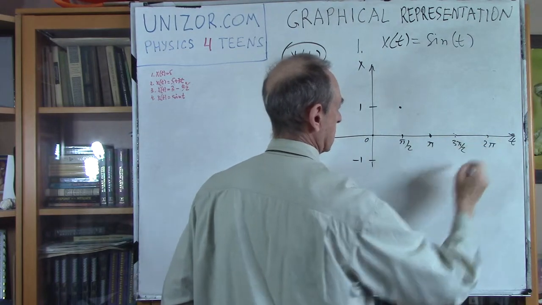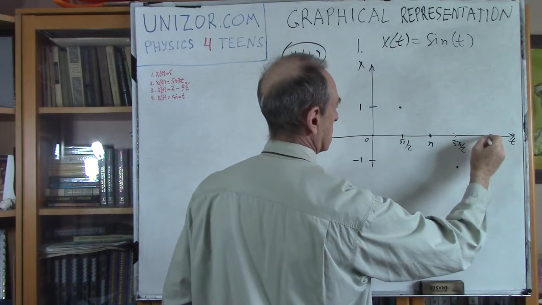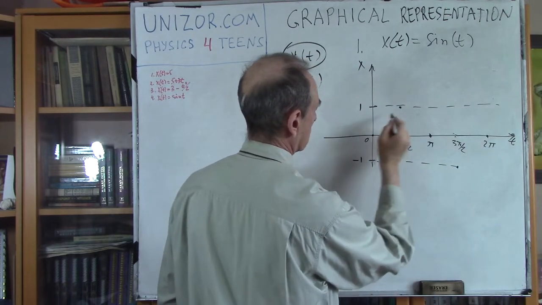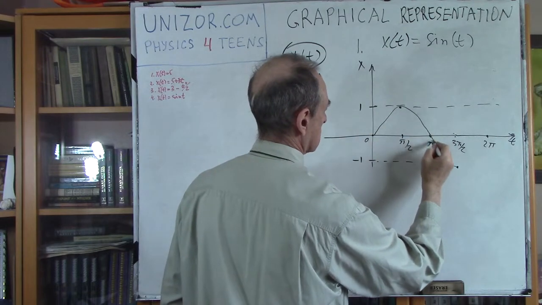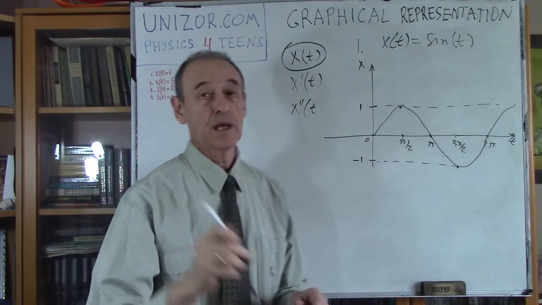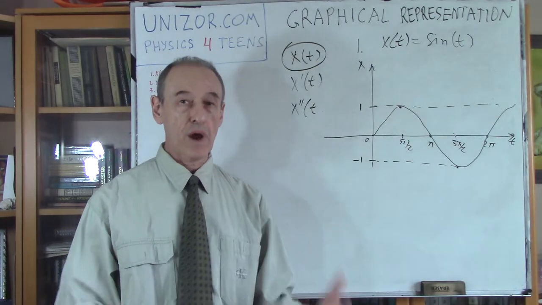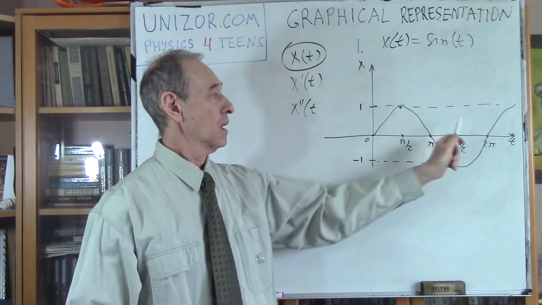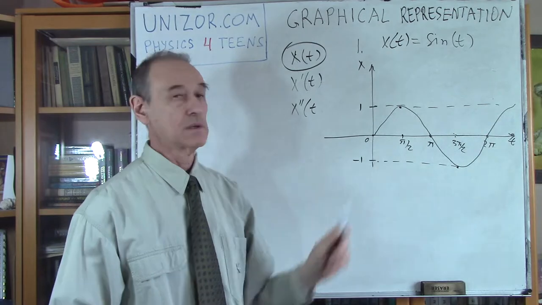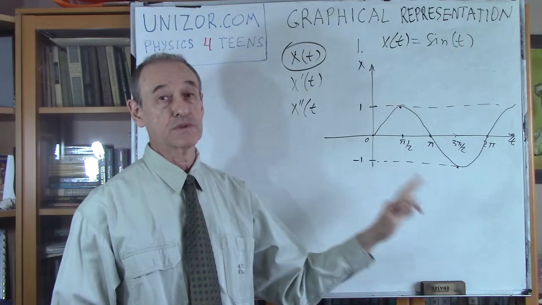And at 2 pi, it's 0 again. So I have this. So my graph would be this, etc. So this is my graph of the position x of t as the function of time. If I want to know where exactly my object is at any moment of time, I put the time here, then I draw the perpendicular and find the place where my object is located. So this is the graphical representation of the position.